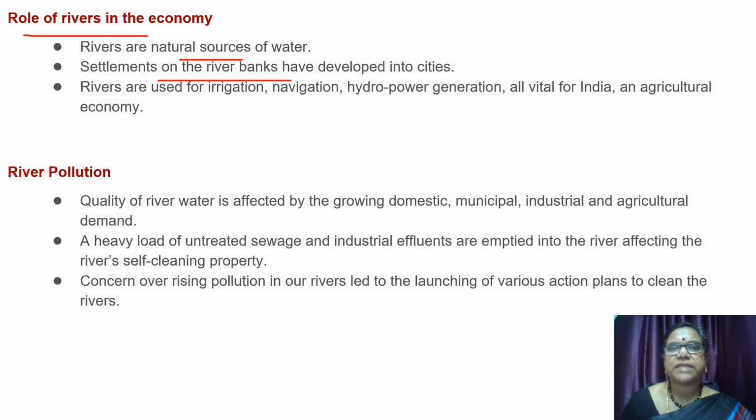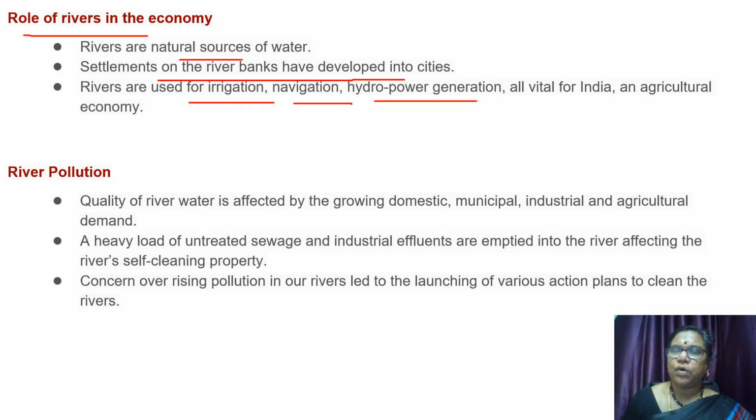Settlements on the river banks have developed into cities because the civilizations have started on river banks only, and the rivers are used for irrigation, navigation, hydropower generation and all the other important activities. Okay, the civilizations, as I told, started only because of rivers when they settled near the rivers. But we must understand that we human beings are causing pollution. We are the main reason for polluting the rivers.